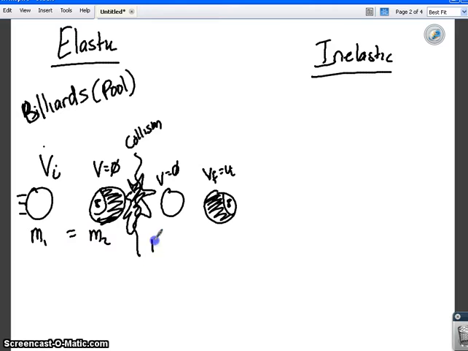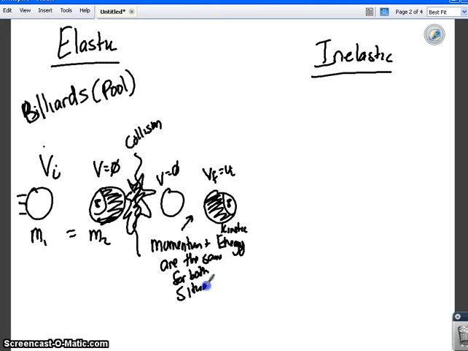And so this means momentum and kinetic energy are the same for both situations. The cue ball transferred all of its energy, all of its momentum to the 8 ball. It was a perfectly elastic collision. No energy was lost in this situation.